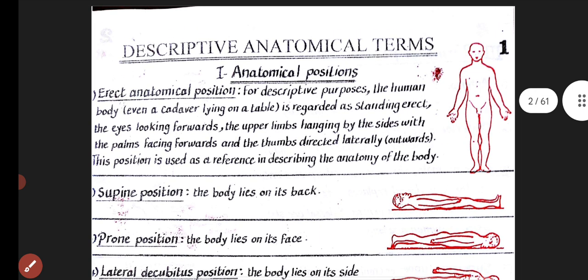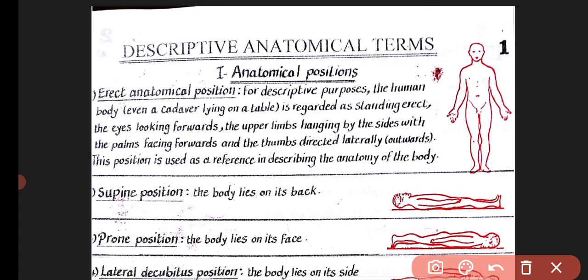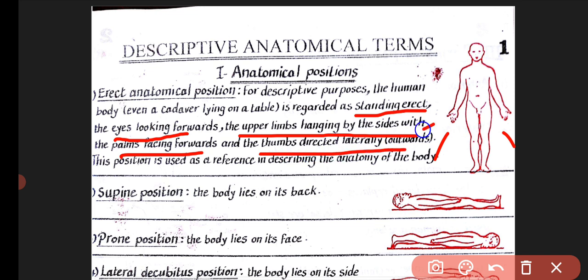In the anatomical position, the body is standing erect, eyes looking forward, upper limbs hanging by the side with the palms facing forward and the thumbs directed laterally, outward. The thumb will be lateral.